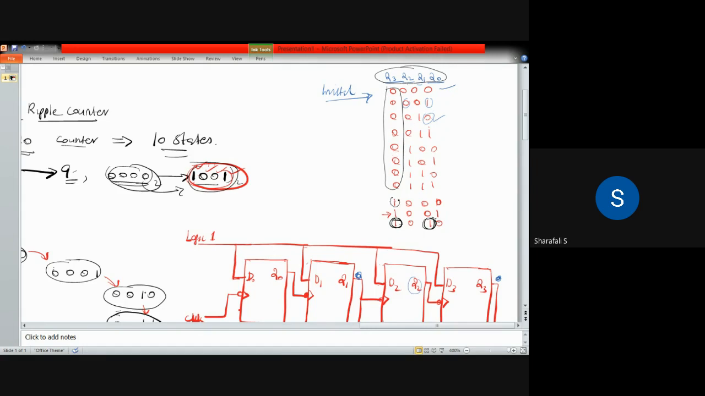For this case, Q3 is 1, but here it is 0. Here also Q3 is 1, but here it is 0. So only in this state are we having both Q3 and Q1 equal to 1.